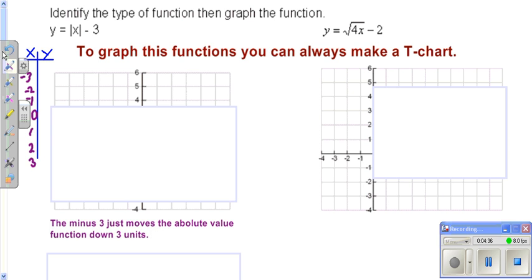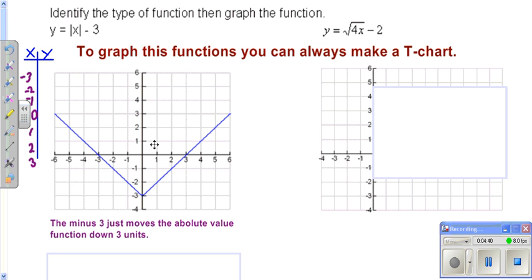And figure out the corresponding y values and plot your points. But you're going to get the shape of a V. And since it's absolute value up here, you know you need to choose enough points to get that V shape. It would look like this.